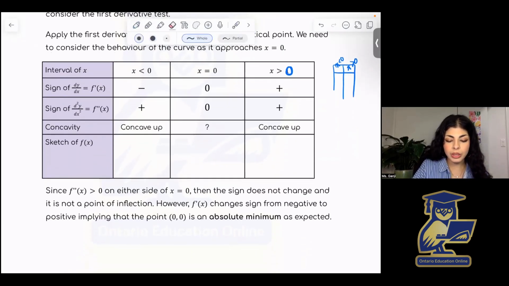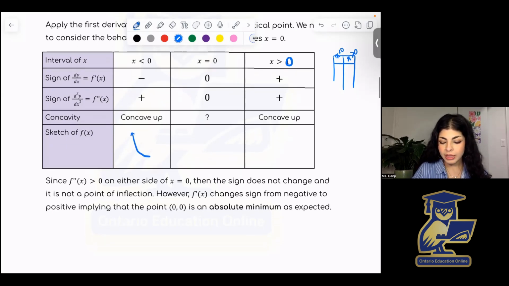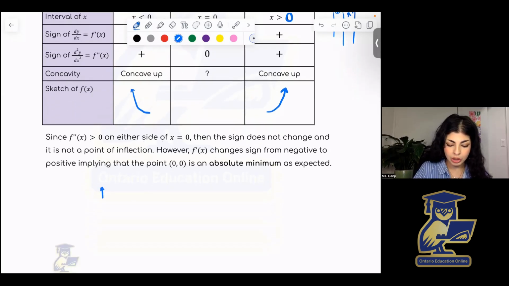And again, we already know what the shape looks like, but you can also have a sketch of the intervals. Here I know it is decreasing and concave up, so it would look like this. And on this part, it is increasing and concave up, so it will look like this. And of course, putting those together, we get our shape, which is like that.